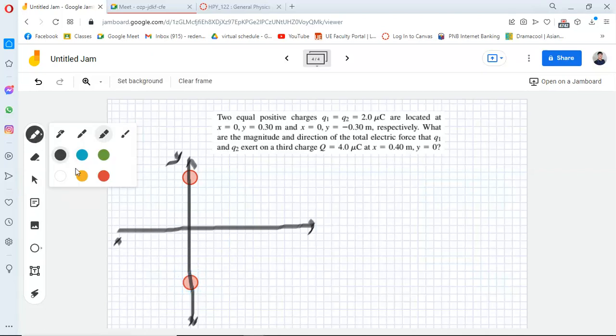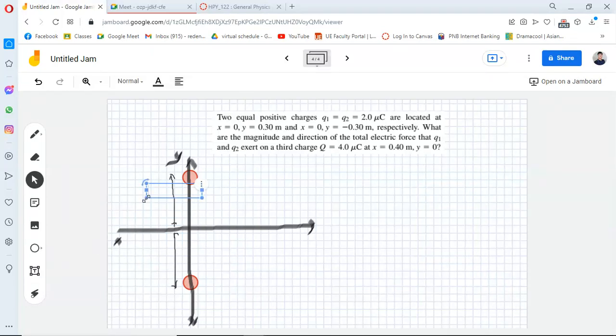Okay, so alam natin that this distance and this part are just equivalent. Ang value lang nila pareho is 0.30 meters. Okay, yan, 0.30 meters and 0.30 meters. Sir, bakit nandiyan sa part na yan? Kasi nga ang x natin doon is 0. So yung 0 at 0.30 ay nandito sa point na ito, and at the same time, dito rin sa point na ito.